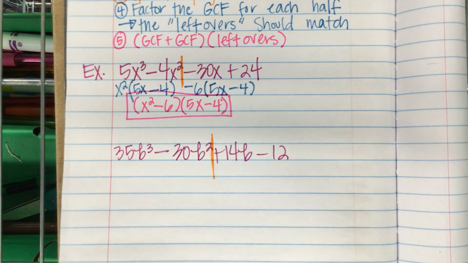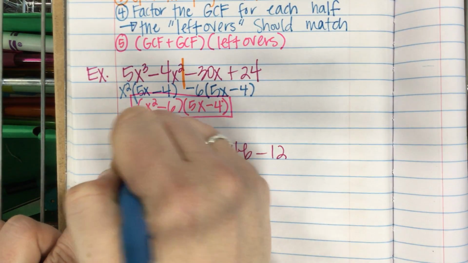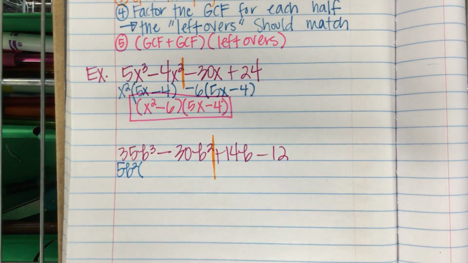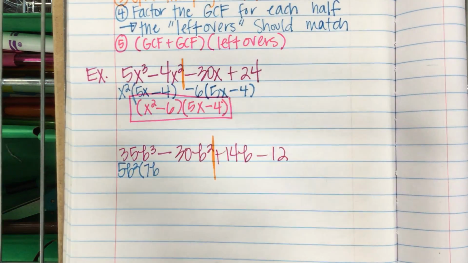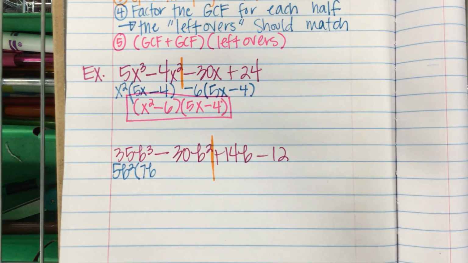Four, factor out the greatest common factor for each half. 35b to the third minus 30b squared. What can they both be divided by? What's their greatest common factor? 5b squared. B squared, yeah. 35b to the third divided by 5b squared leaves behind what? 7b. Minus 30b squared, negative 30b squared, divided by 5b squared leaves behind negative 6.